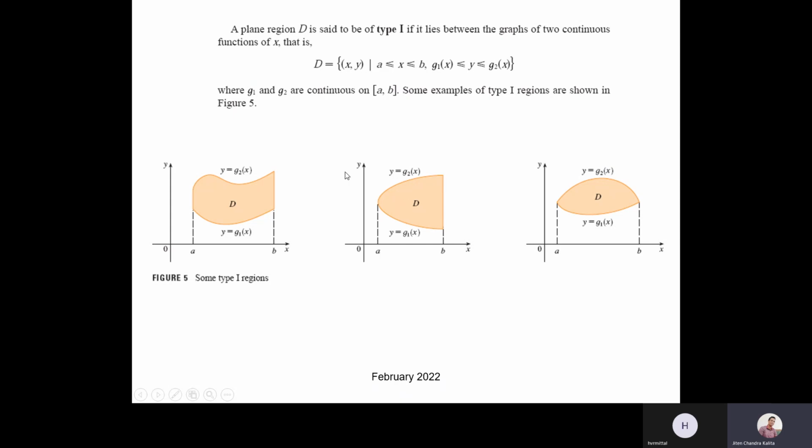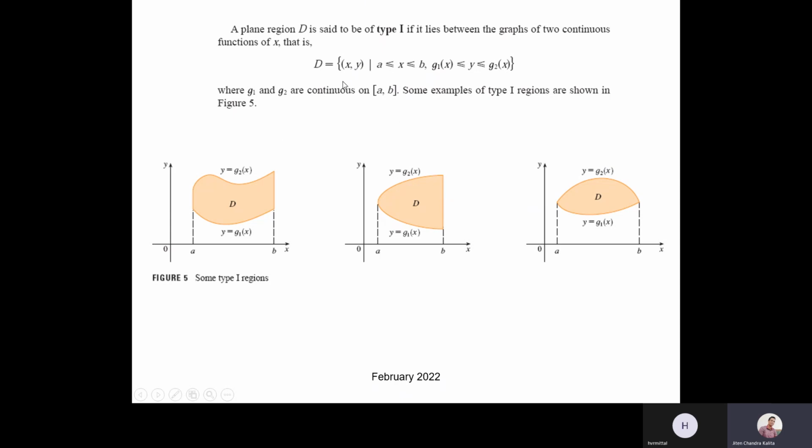And these are the type 1 regions, as I have told you that a region D is said to be of type 1 if it lies between graphs of two continuous functions of x. That is what I have been emphasizing. Whenever you want to perform double integration, it all boils down to defining that domain D accurately. Okay, see here I have got all this. These are type 1 regions.